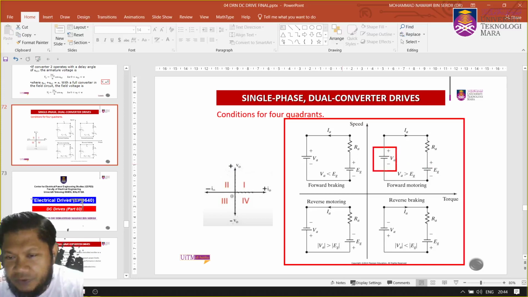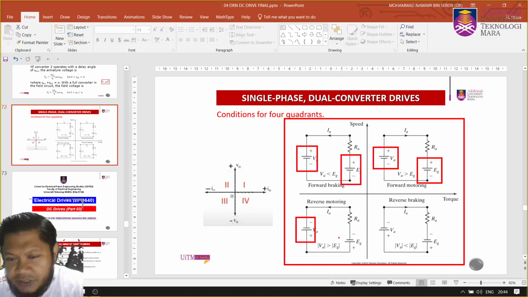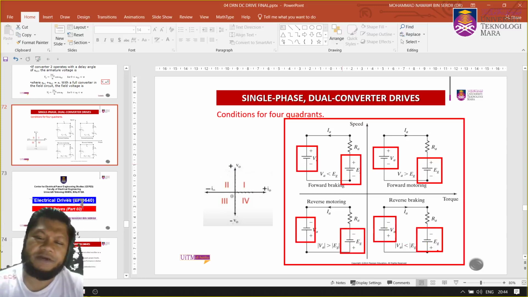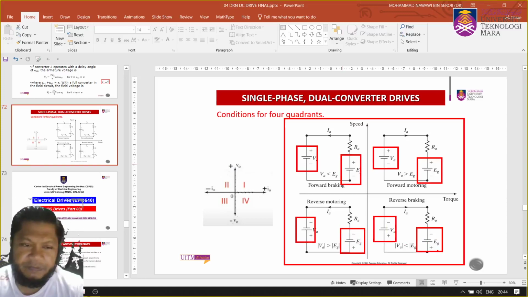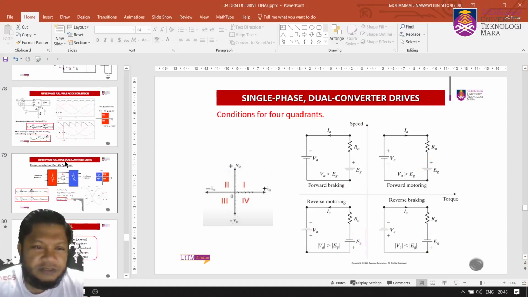It always follows the terminal voltage. So if you have terminal voltage with plus minus, you also have plus minus there, and that one as well, positive. If the voltage reverses, the back EMF also reverses. The polarity there. This is how I'm going to memorize the voltage and current characteristic.